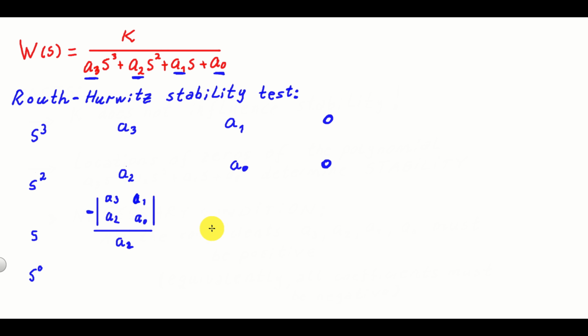Similarly, the entry over here is constructed like this. I will take, again, a ratio. In the numerator, I will have A2. Then, in the numerator, I will have A3, A2, that is this column, and this 0 column over here.